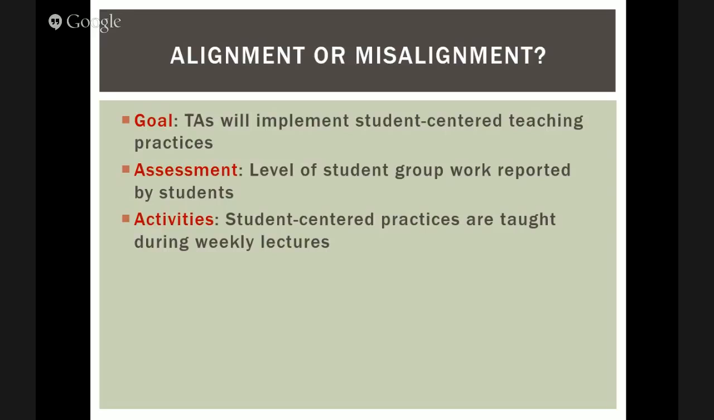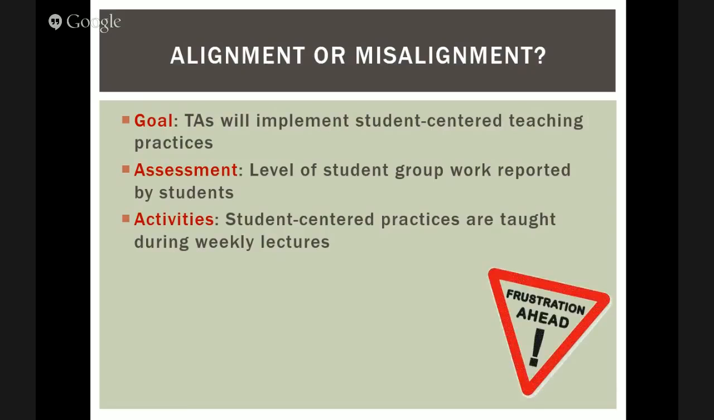And so, okay, this can create some frustration with your TAs, right? They can be like, well, they wanted us to do this, but they barely told us anything about it, and then they're relying on the students. So that can create some frustration. This is a quick example to show you that it's important to think about your goal, how you're gonna provide feedback to your TAs so that they can improve, and what kind of activities you're gonna engage your TA in.